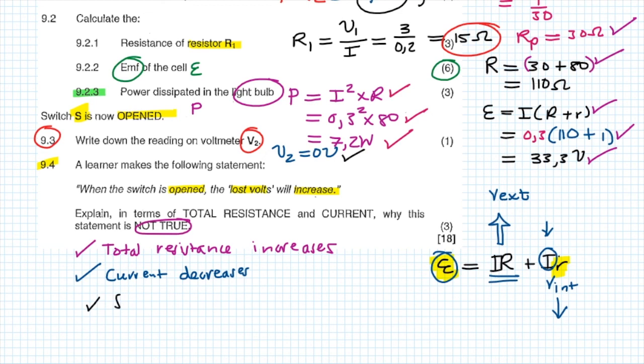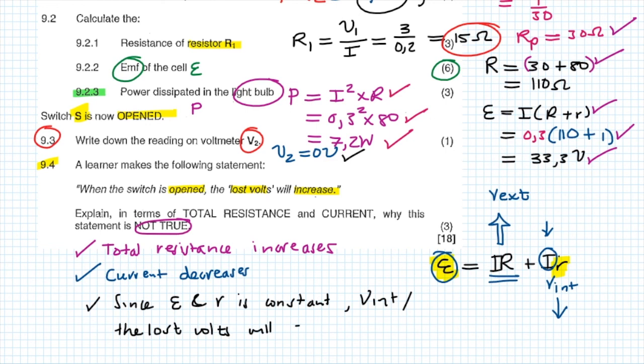So we say, since the EMF and R is constant, this means that the internal, or we can call this the lost volts, will decrease. It will not increase, but it will decrease. So you're going to get 1 mark for writing down that the total resistance increases. 1 mark for writing down that the current decreases because of this. 1 mark for stating that because the EMF and resistance is constant, the internal or the lost volts is going to decrease. And this gives you your 3 marks.